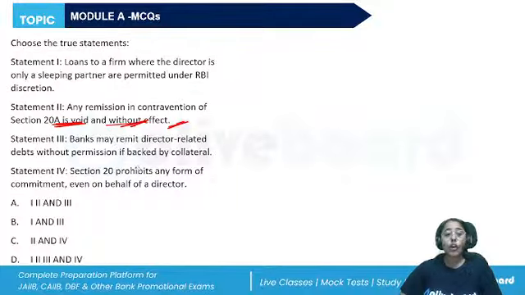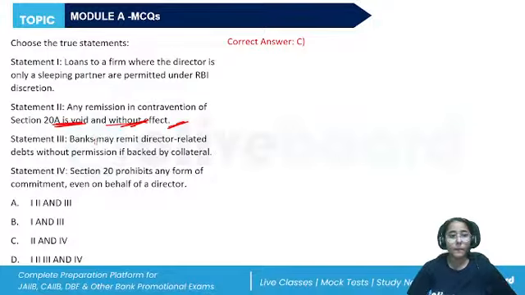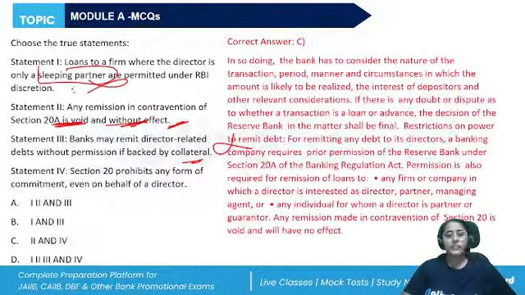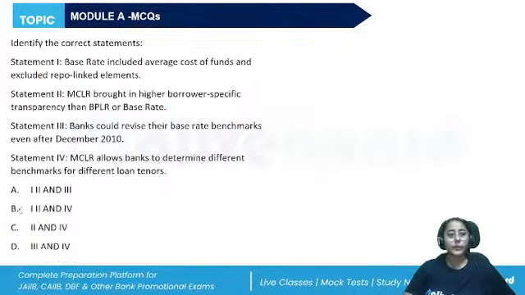And Section 20 also prohibits any form of commitment even on behalf of the director, which means that if they're acting as a guarantor, if they're indemnifying, then also it is prohibited. So the correct answer will become 2 and 4. All right, bank cannot remit the director's loan even if it is with a collateral, if it is a secured loan, and loans to a firm where the director is only a sleeping partner are not permitted. So the correct answer becomes C, 2 and 4 only. Okay.